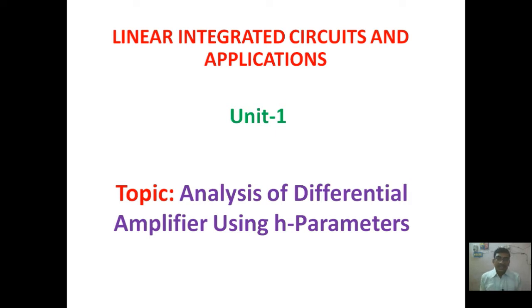Okay, so in this class we are going to discuss the analysis of a differential amplifier using H parameters. In examination, any one of the methods is enough, but sometimes they may specifically ask you to write about H parameter analysis. For that purpose, we are going to discuss the same analysis using H parameters. If the analysis method is not mentioned, we can go for any one of the methods, either the H parameter method or the R parameter method. That is not at all a problem.